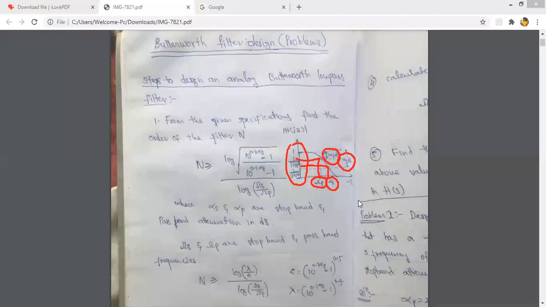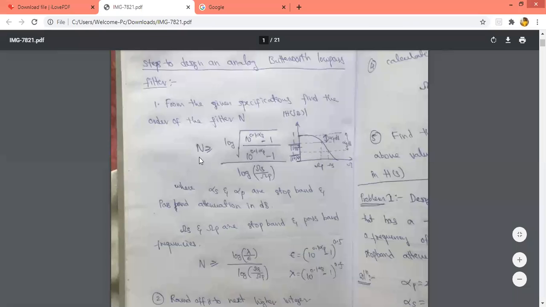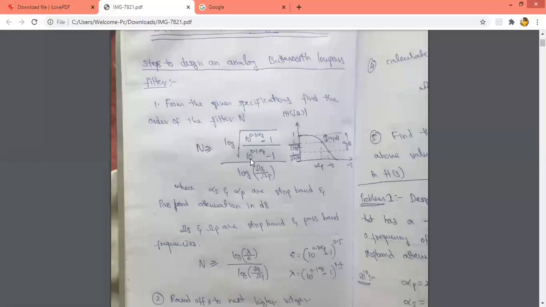Once these specifications are given, our first step is to find out the value of n. How do you find the value of n? If alpha p, alpha s are given, you have to take only the positive values. If it is given negative also, we consider only positive. So use this formula: n is equal to log base 10 of the root of (10 power 0.1 alpha s minus 1) by (10 power 0.1 alpha p minus 1), divided by log base 10 of omega s by omega p. This is the formula if alpha s, alpha p are given.